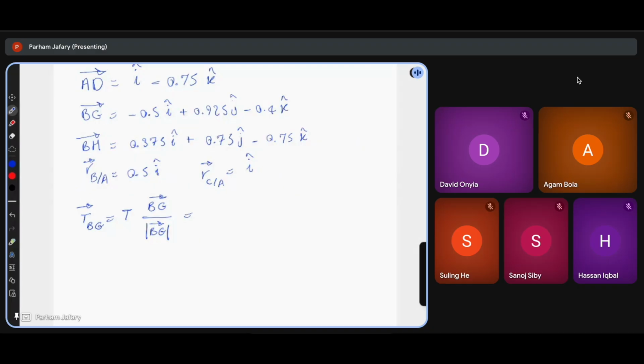And are you guys familiar with how to calculate this? So I'm just gonna skip the part and give you the final answer. It will be T times negative 0.444 I hat plus 0.822 J hat minus 0.355 K hat.